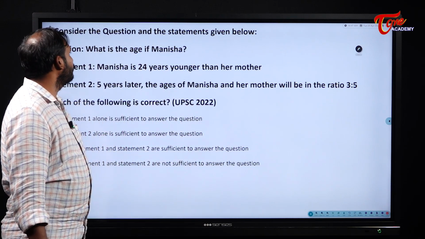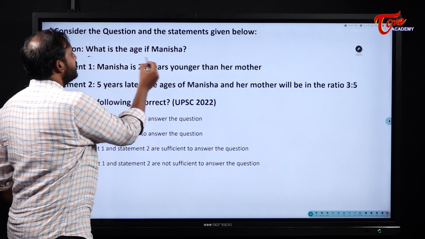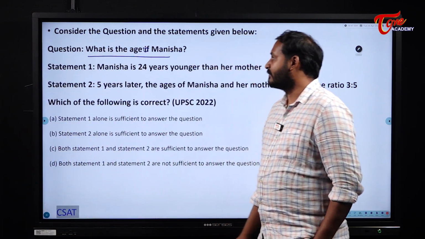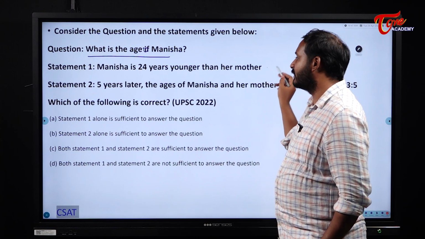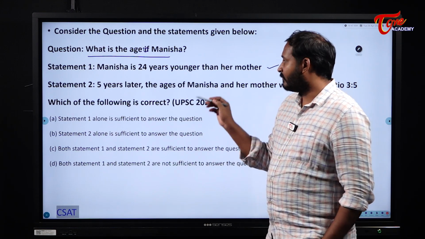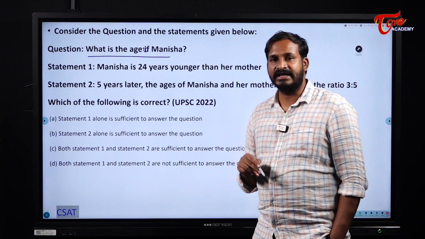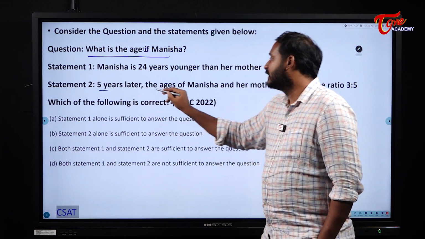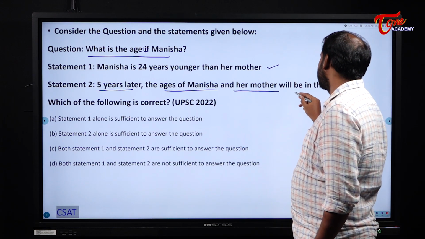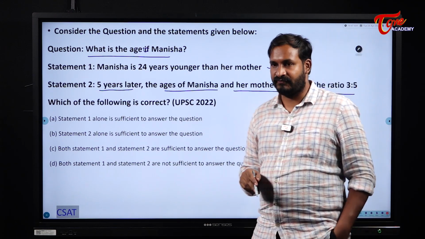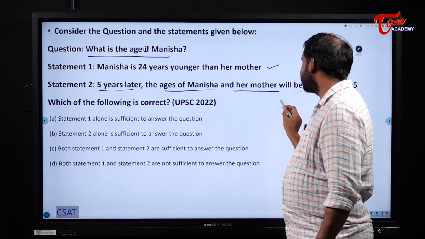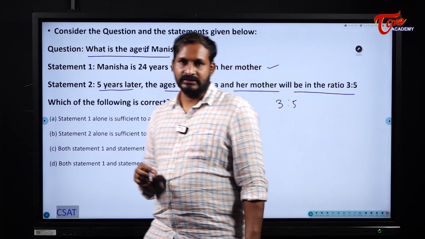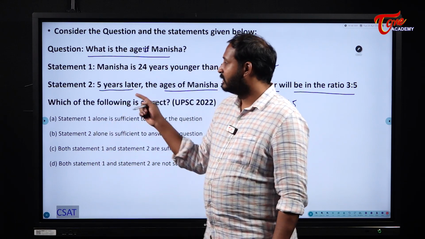Question: What is the age of Manisha? That is the question for us here. Now, first statement: Manisha is 24 years younger than her mother. By using that one, we cannot tell the exact age of Manisha. Next, second statement: 5 years later, the ages of Manisha and her mother will be in the ratio of 3:5. But still, I cannot tell my answer by using only the second statement.